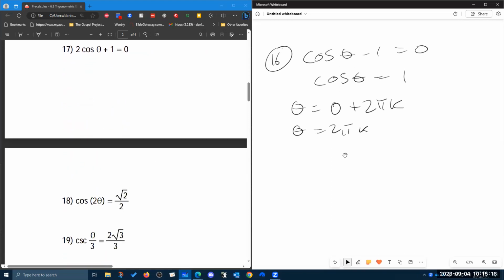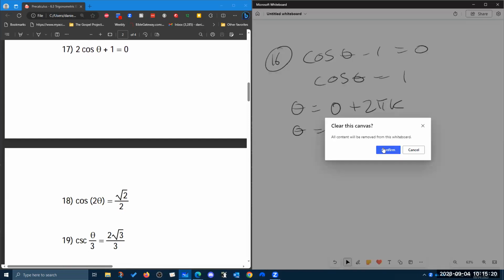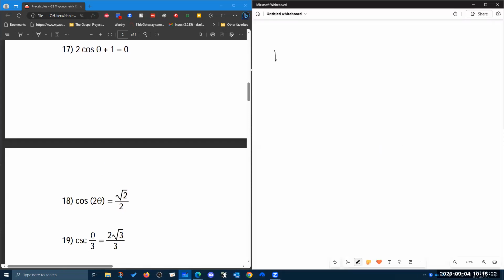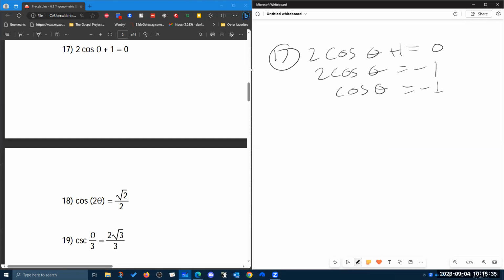Look at number 17. 2 cosine of theta plus 1 equals 0. So 2 cosine of theta is equal to -1. Cosine of theta is equal to -1/2. If cosine is negative, I'm in quadrants 2 or 3. So this is a -1/2. I have a reference angle of pi/3.